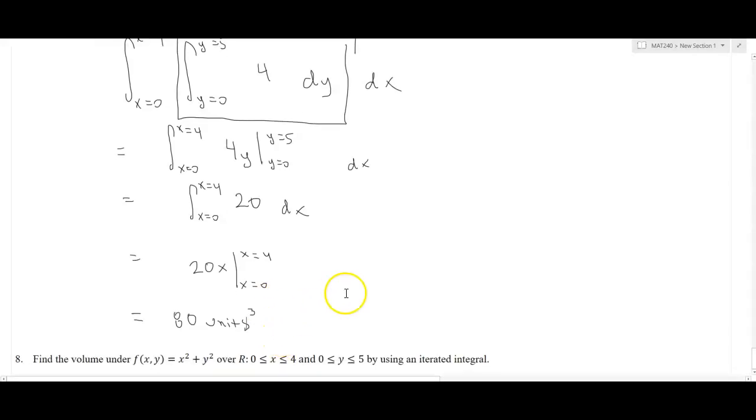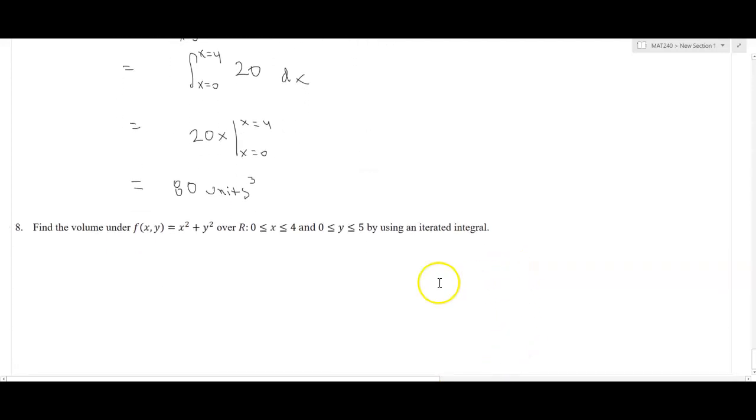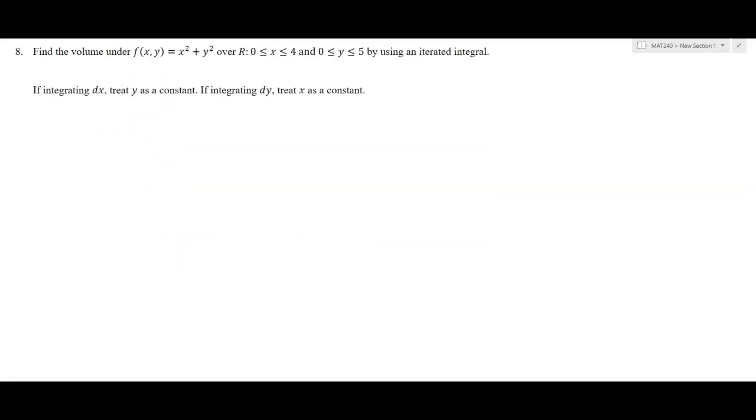For our second example, let's pick something that is not a constant function. So notice that now our f of x,y has both x and y in it. So how do we integrate a function with variables? Well, whatever we're integrating with respect to, hold the other thing constant. Okay, so let's go ahead and carry this out. And here I've just written, if integrating dx, treat y as a constant. If integrating dy, treat x as a constant. So just like when we're taking partial derivatives.